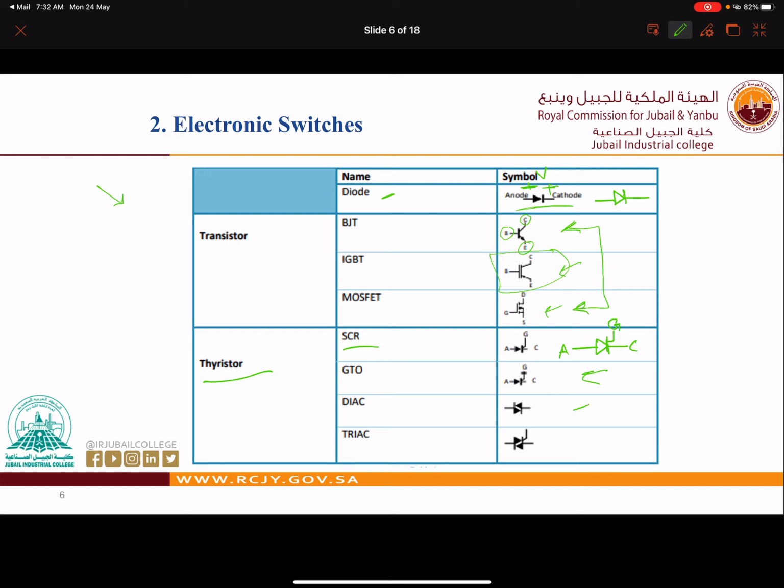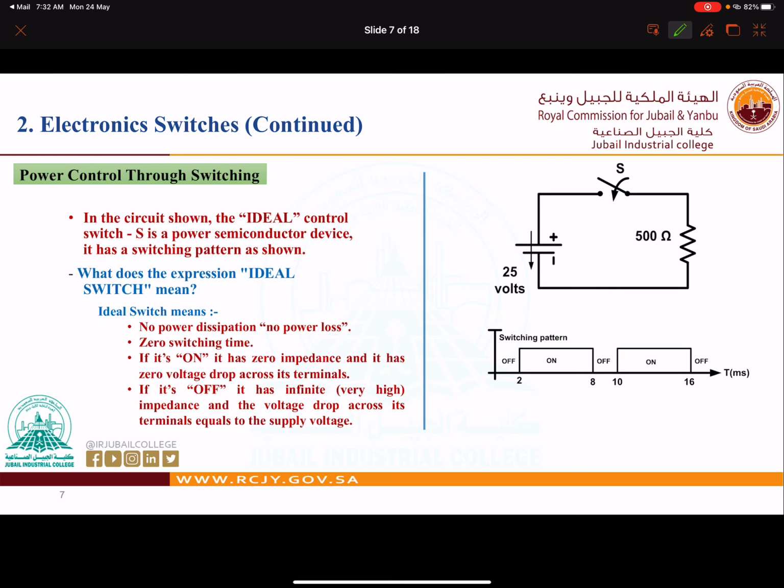This is the diac. Diac is basically two thyristors in opposite sides, and the triac also again. Triac is three types. We have transistor and we have thyristor. We will see, inshallah, we'll go one by one in the coming slides.